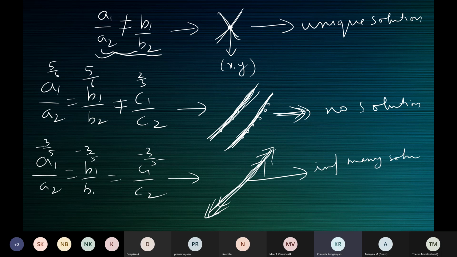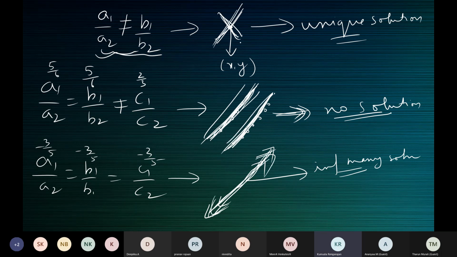All three you cannot get. Either they'll have a unique solution, or no solution, or many solutions. All three is not possible. One pair of equations can have any one of these possibilities. If they're intersecting, they're not parallel, they're not coincident. If they're parallel, they're not the other two. One of these three is possible at a time.